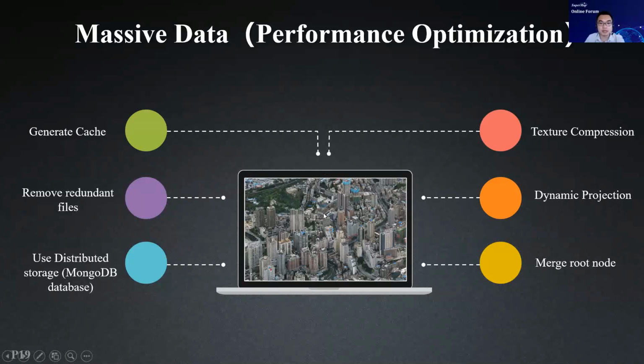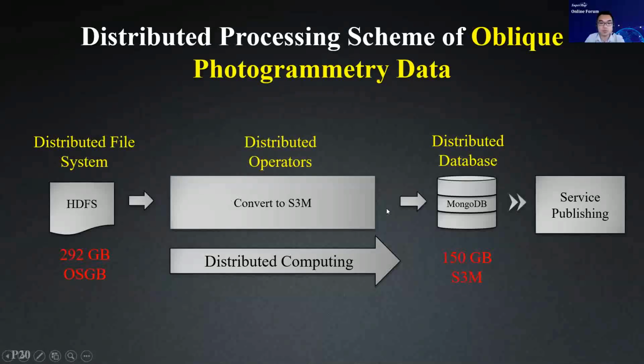And here is the workflow. We need a distributed file system to prepare the OSGB data. Then we put them in the distributed database and convert to SRAM, do the distributed operations. So after that, we can put them in the distributed database, the MongoDB. Then we can publish to the web service for some applications.